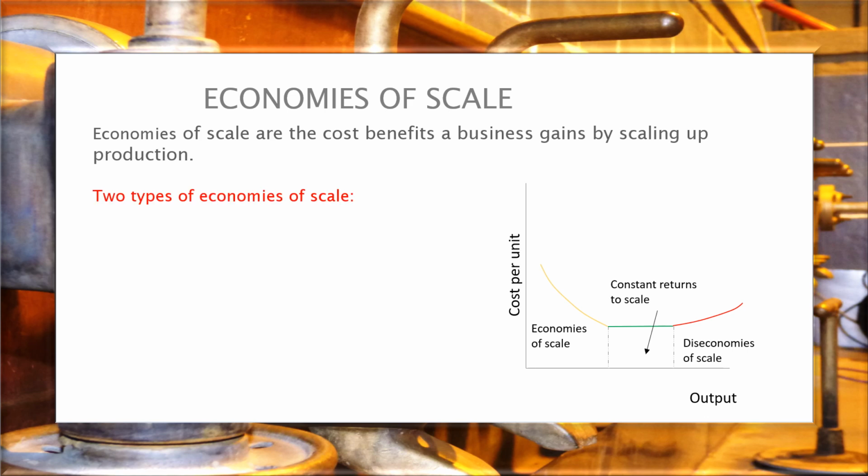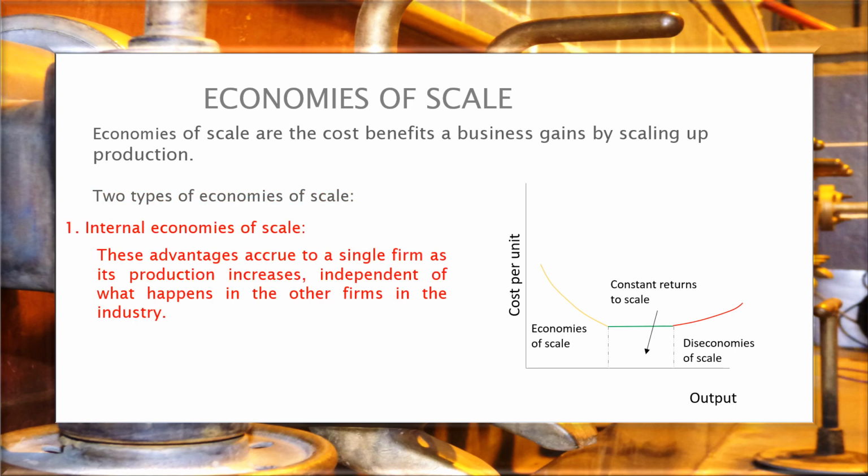Now, we have two types of economies of scale. We have the internal economies of scale, which are the advantages accrued to a single firm as its production increases. And this is independent of what happens in other firms in the industry.